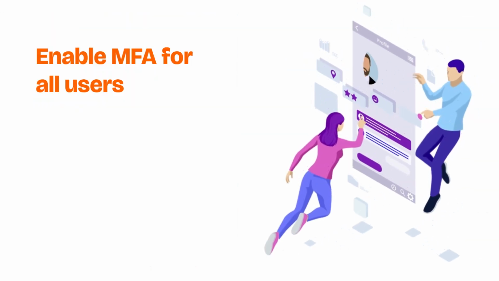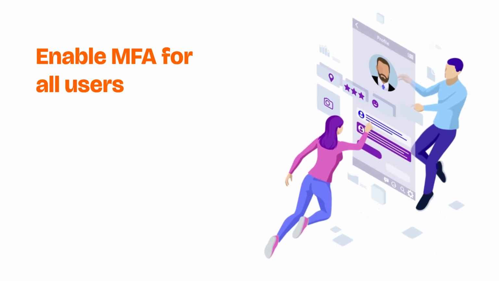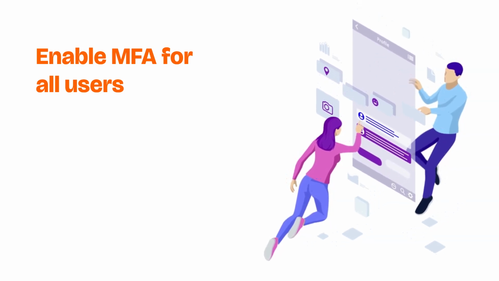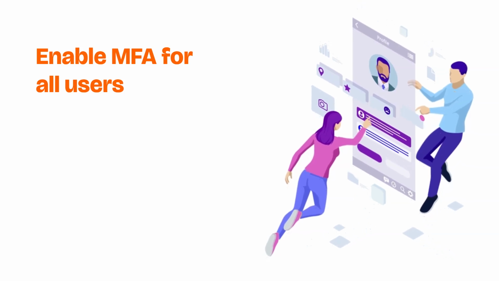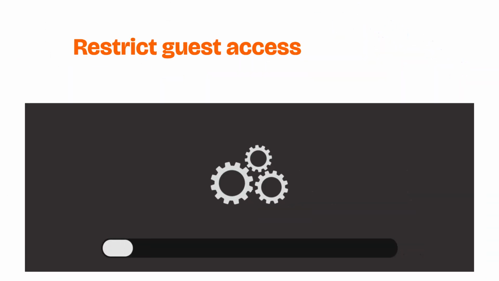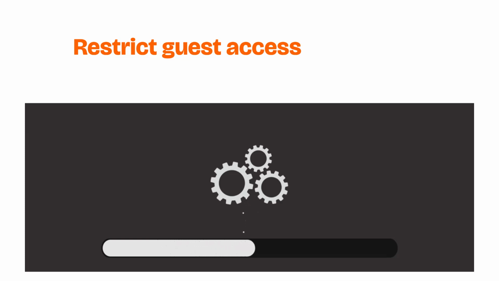First, enable multi-factor authentication for all users. MFA adds a verification layer, making it harder for intruders to access your data. Review guest access permissions. Restrict who can invite outsiders and what guests can see, ensuring critical information stays protected.